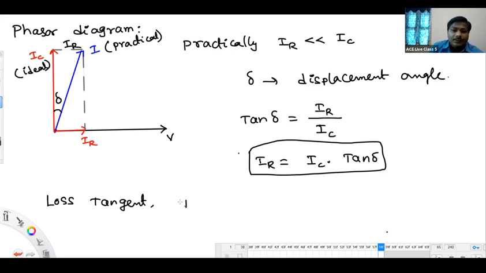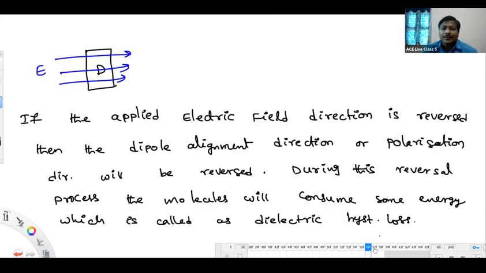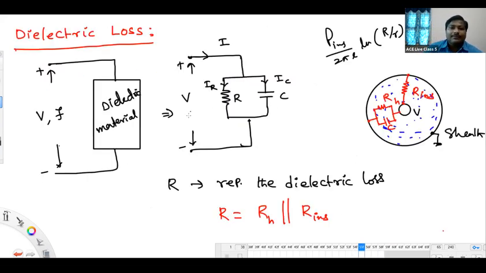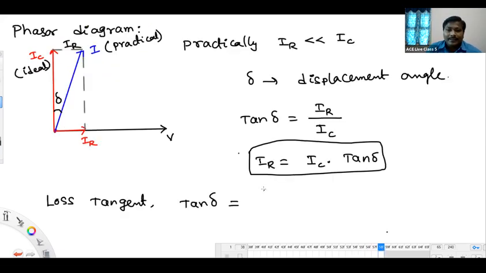Tan delta is equal to IR by IC. What is IR? You can write it from the circuit. From the circuit, IR is V by R. What is IC? V by XC. So you get V by R on top and V by XC below, so it comes to be XC by R.